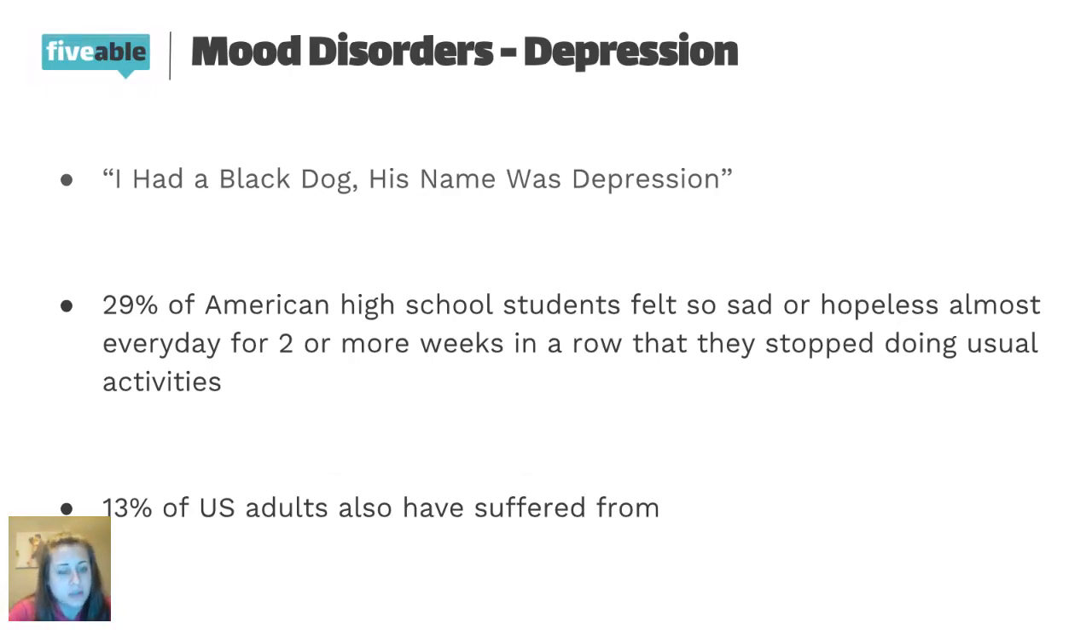What I think is interesting is this statistic here: 29% of American high school students felt so sad or hopeless almost every day for 2 or more weeks in a row that they stopped doing their usual activities. So depression is a super common psychological disorder that we talk about, and it really impacts kids your age all of the time. Understanding it is a really helpful first step for us. About 13% of US adults also suffer from it. You don't really need to know those percentages. We're just setting the stage so that you realize that it's very common and very widespread.